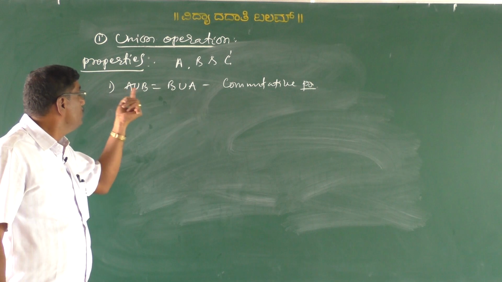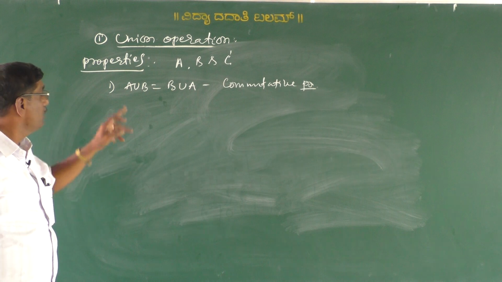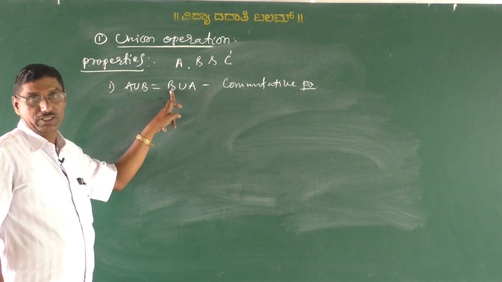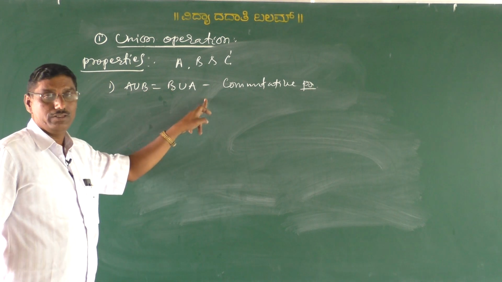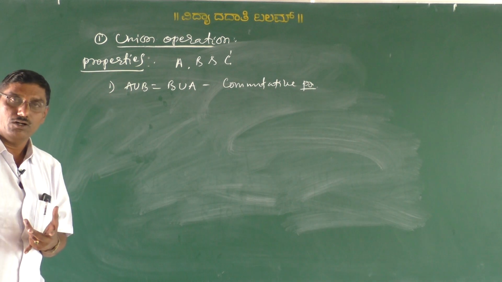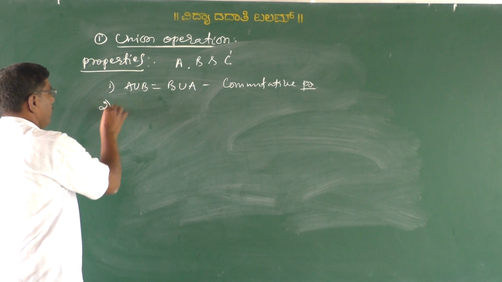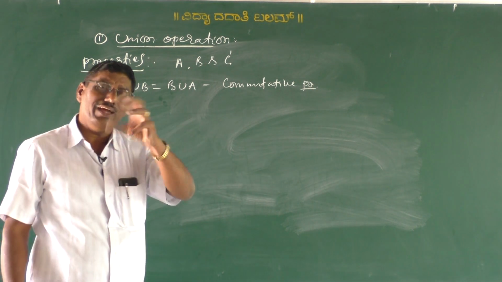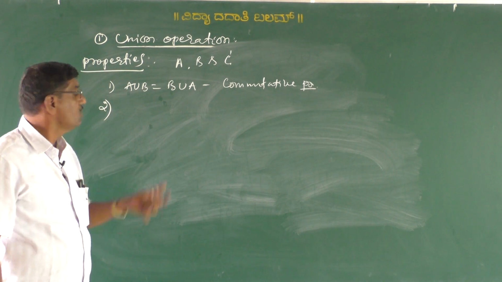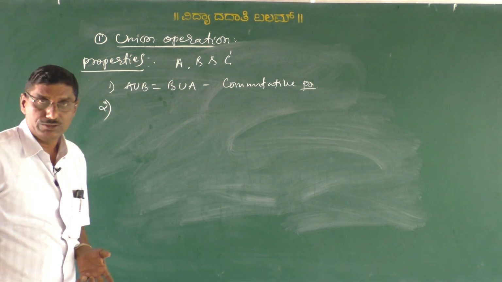Here we are only changing the position of the sets, that's all. Are you understood? This is the commutative property. We can prove it by taking any two sets: A union B is equal to B union A, my dear students.